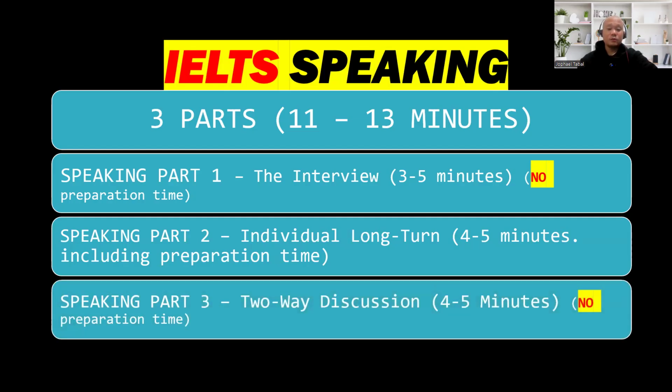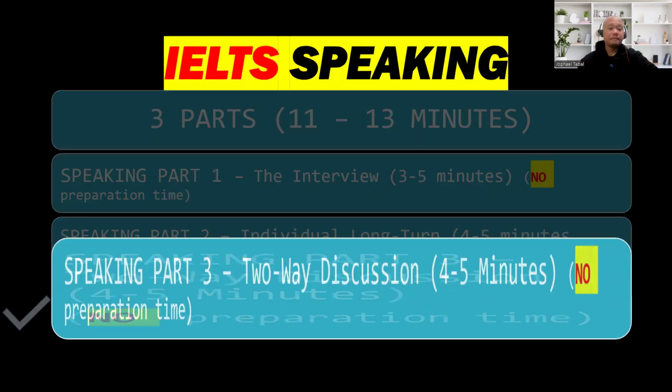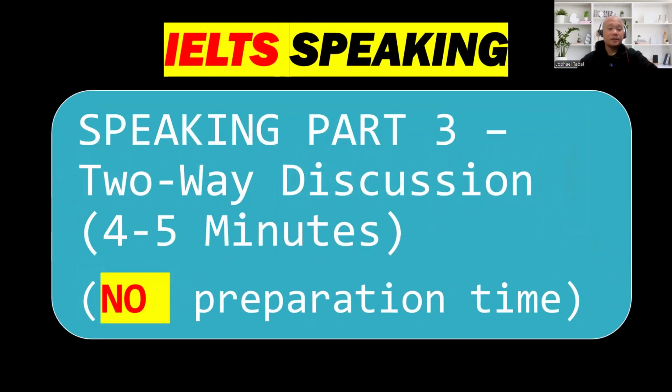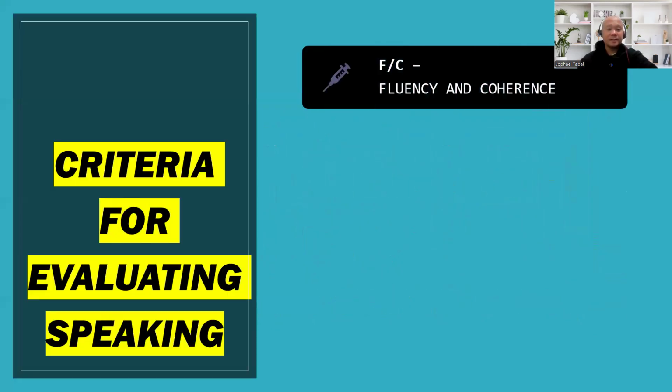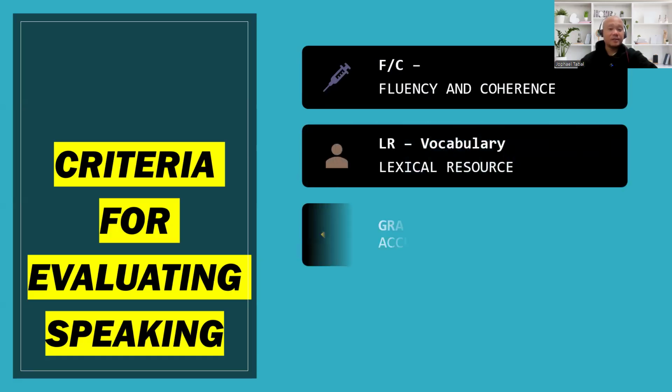And finally, we have speaking part 3, also called the two-way discussion. The entire duration for this part is roughly 4 to 5 minutes, and there is no preparation time. Now let's move to speaking part 3, the two-way discussion, and these are the criteria by which the candidate receives an award.